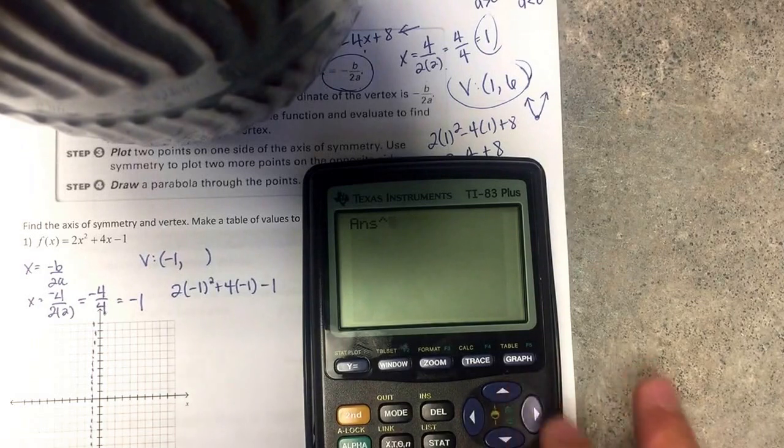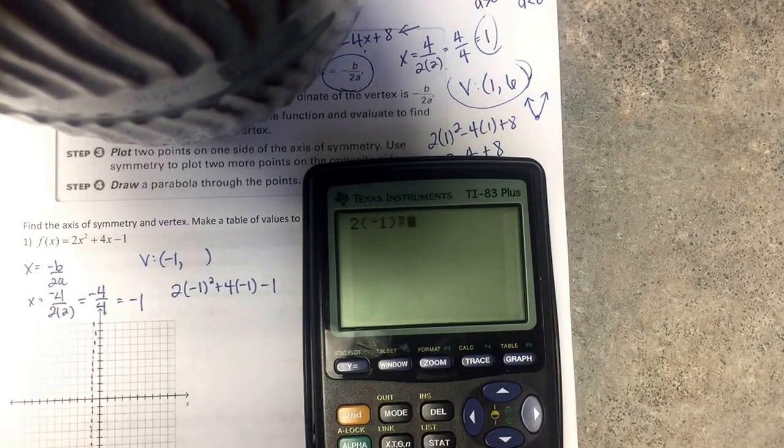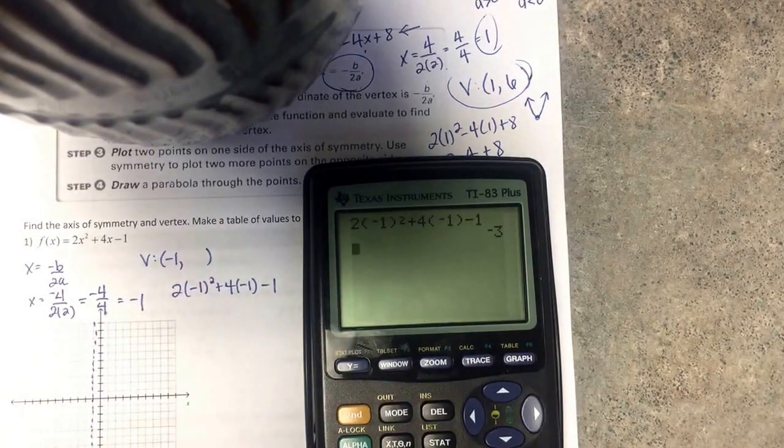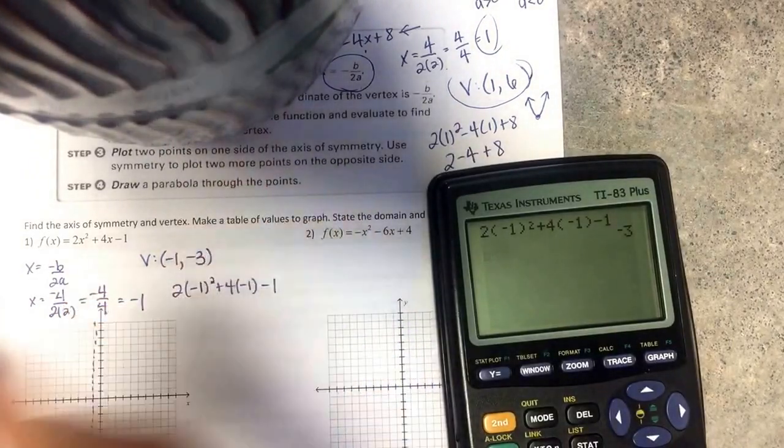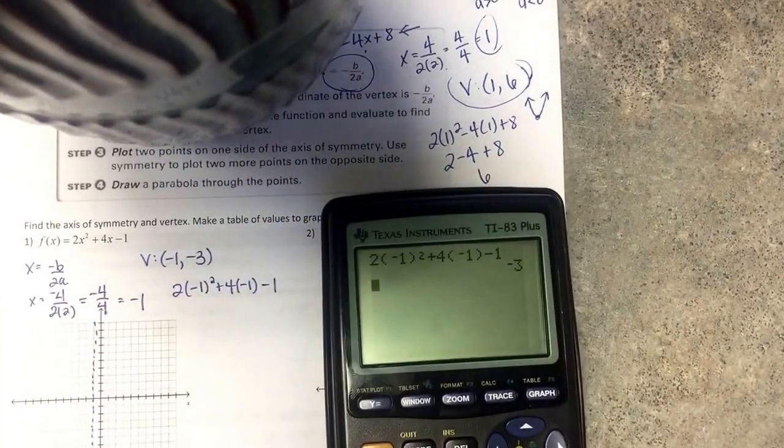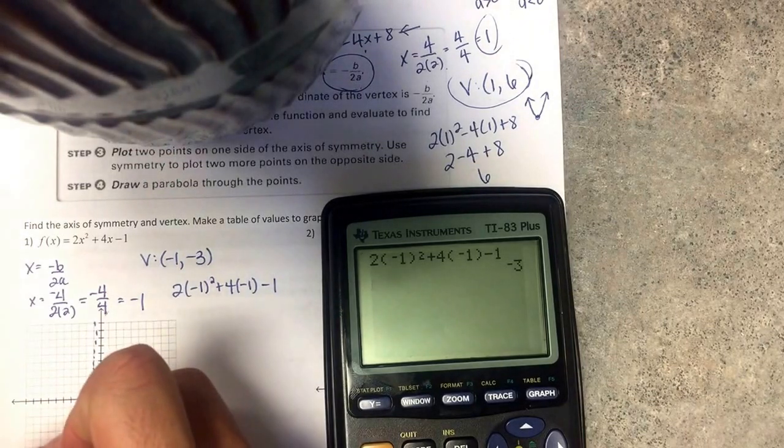So I'm going to type in exactly what I just wrote down. 2 times negative 1 squared. Then we're going to do 4 times negative 1. And then we're subtracting 1. And that will give me my y coordinate of negative 3. So this quadratic is going to have a bottom point at (-1, -3). So I'm going to go ahead and put that on the graph.